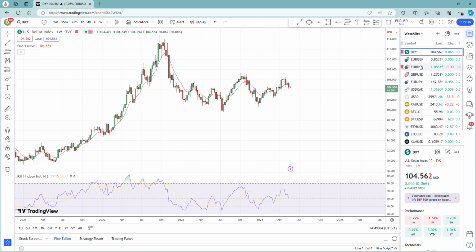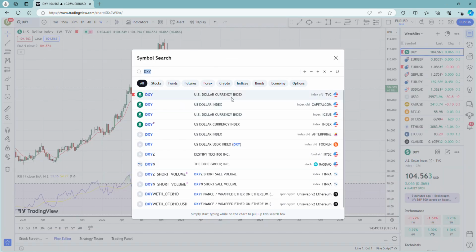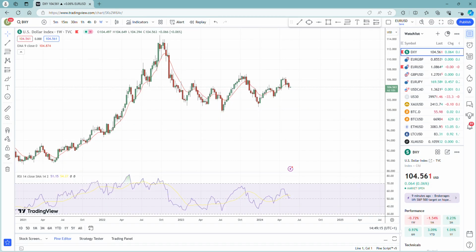If you are trading EURUSD or GBPUSD, remember you always need to look at the DXY. So if you go on tradingview.com, search for DXY, dollar index. This kind of indicates and shows you where the USD is going next.